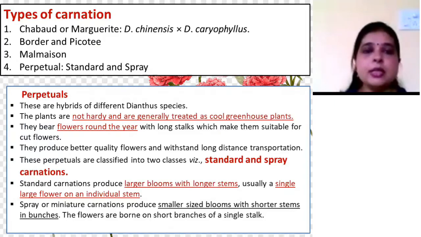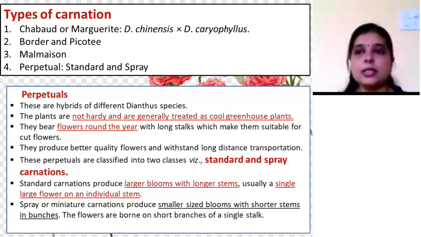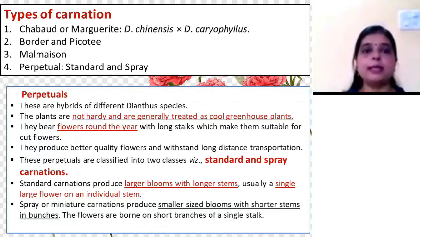Standard carnation is that type of carnation flower which has a longer stem and a single flower on a single long stalk. But in the spray type, a greater number of flowers on a single stem is found. You can say small size blooms with shorter stems in bunches.